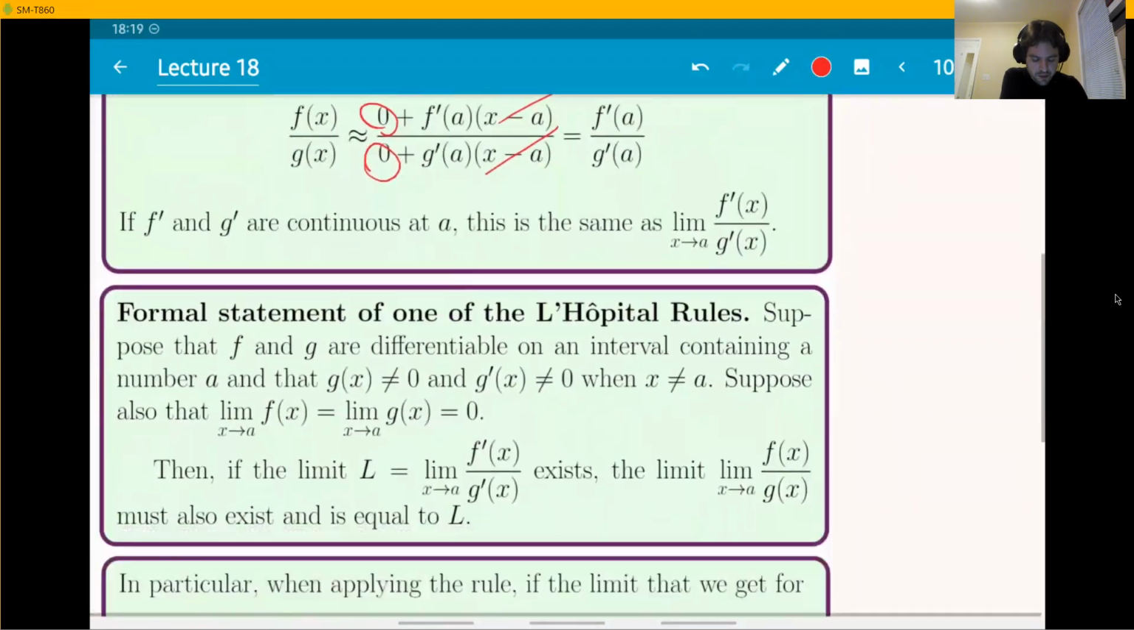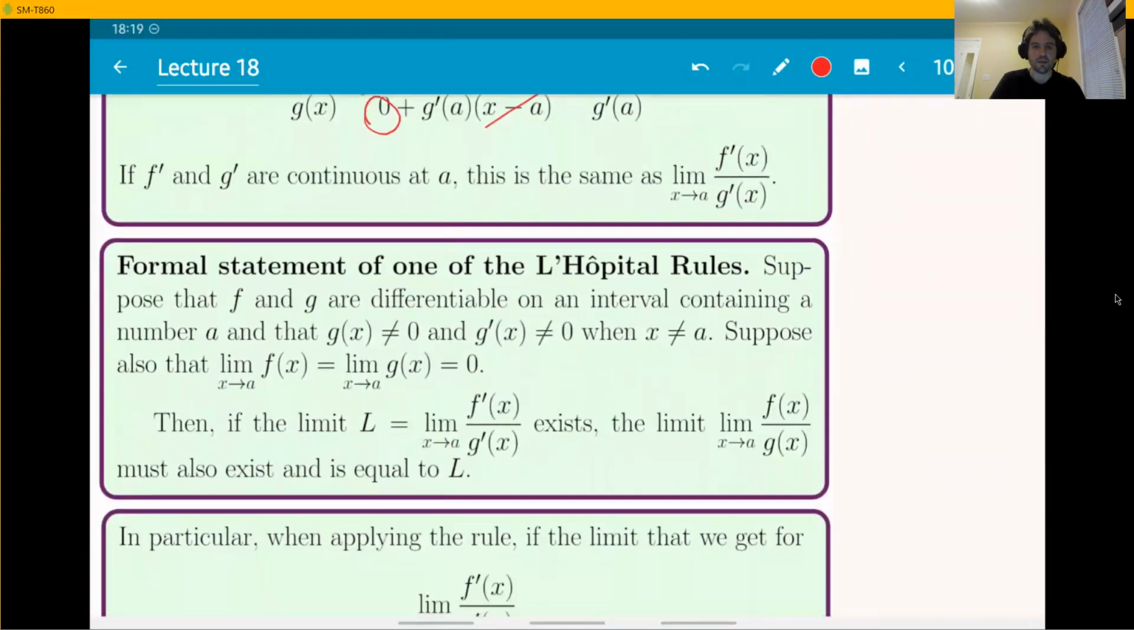So the formal statement of L'Hopital, if you want to state it as a theorem, this is actually how it goes. It's not going to be extremely important for us to know this. The way that we were just applying it will be fine, but you should be aware that this exists. Mainly the difference is that you have to assume that the limit that you get with the primes exists. So I'm going to read this. Suppose you have two functions differentiable on some interval containing the number a.